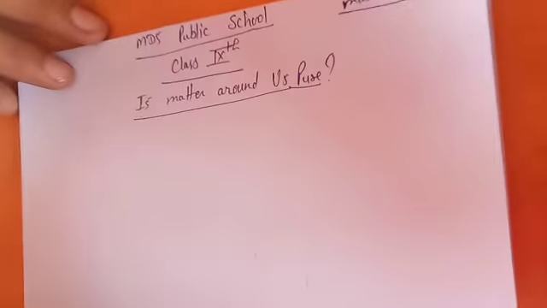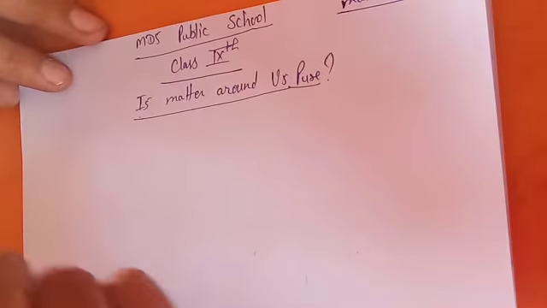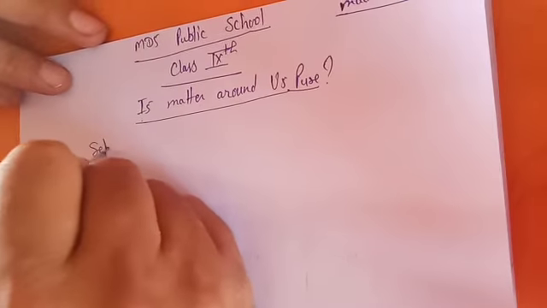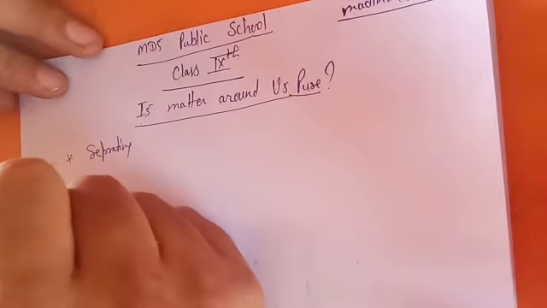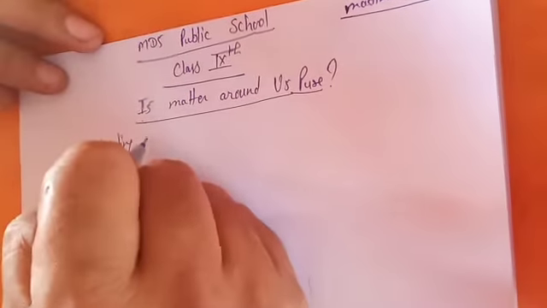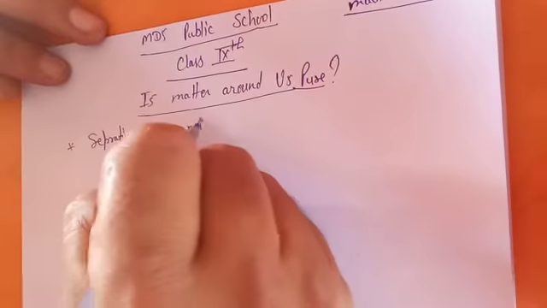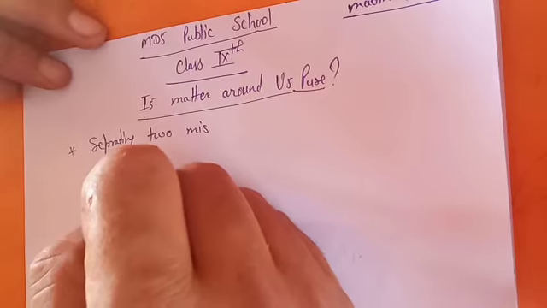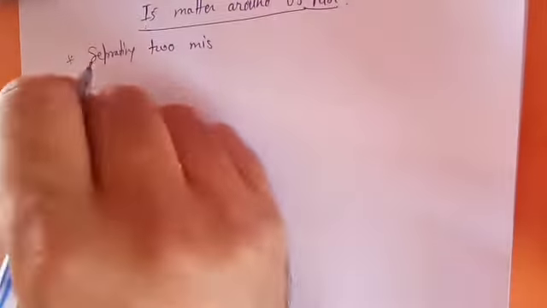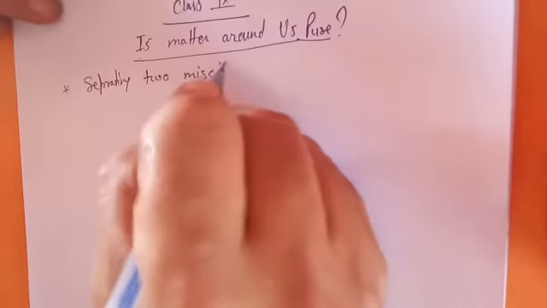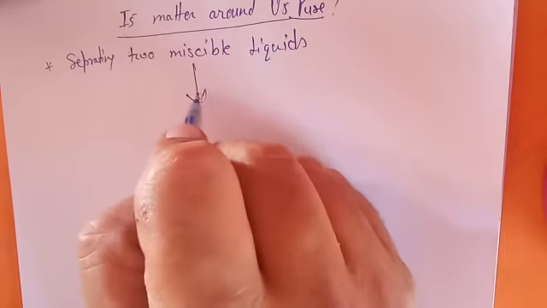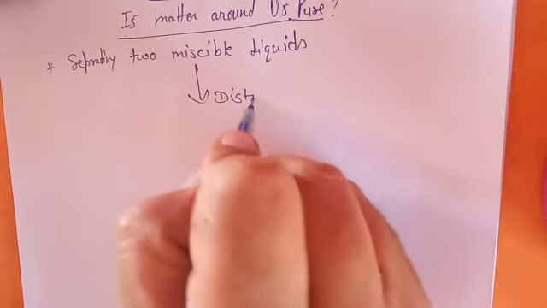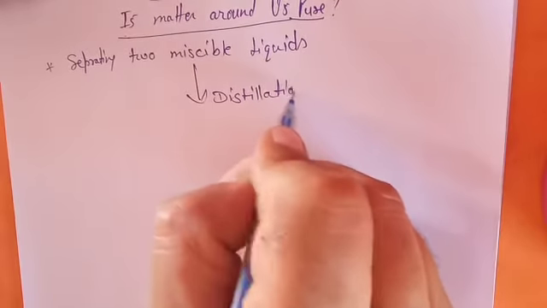But what we will study today is separating two miscible liquids. We have already studied immiscible liquids, on the basis of the gravity separation method. But today we will discuss two miscible liquids. The process is named distillation, which we use for this.